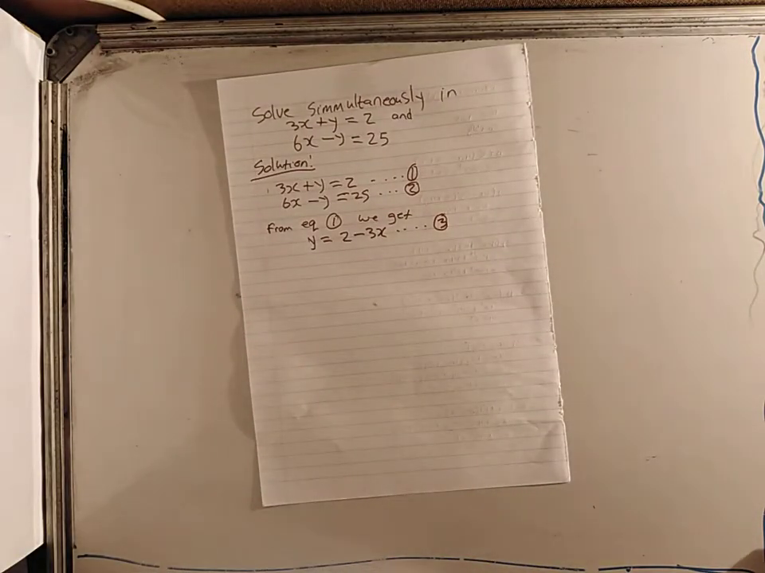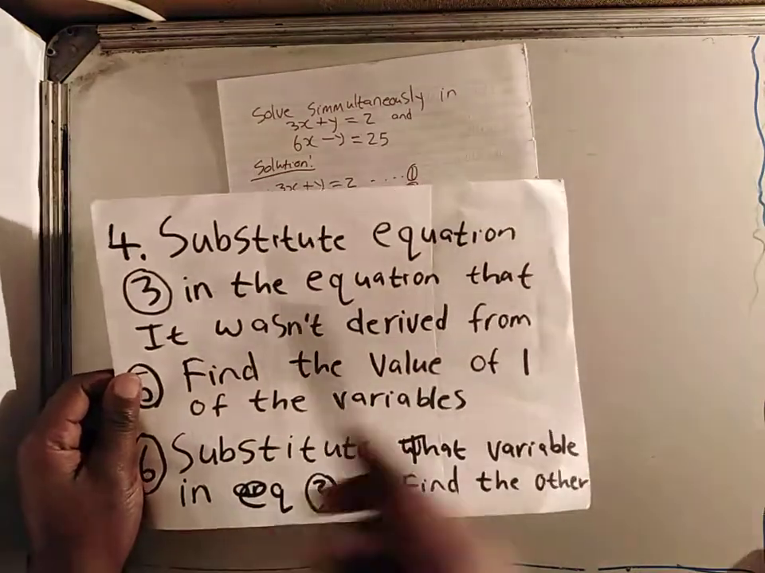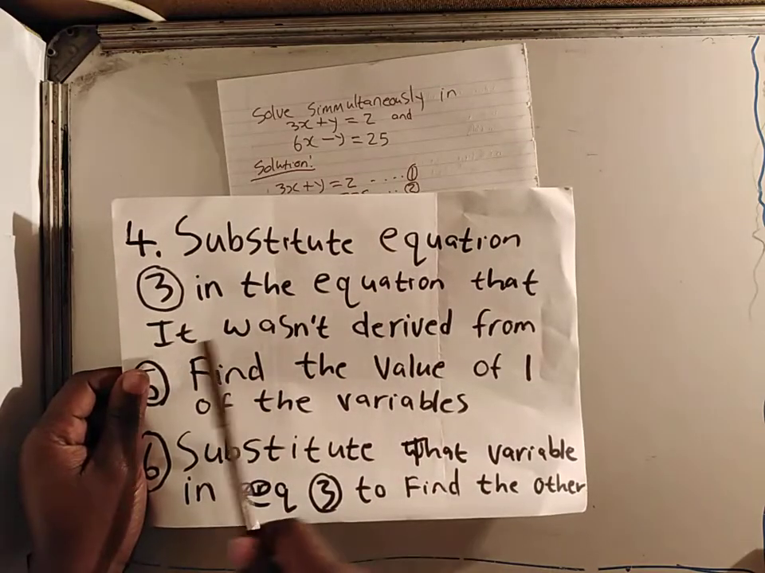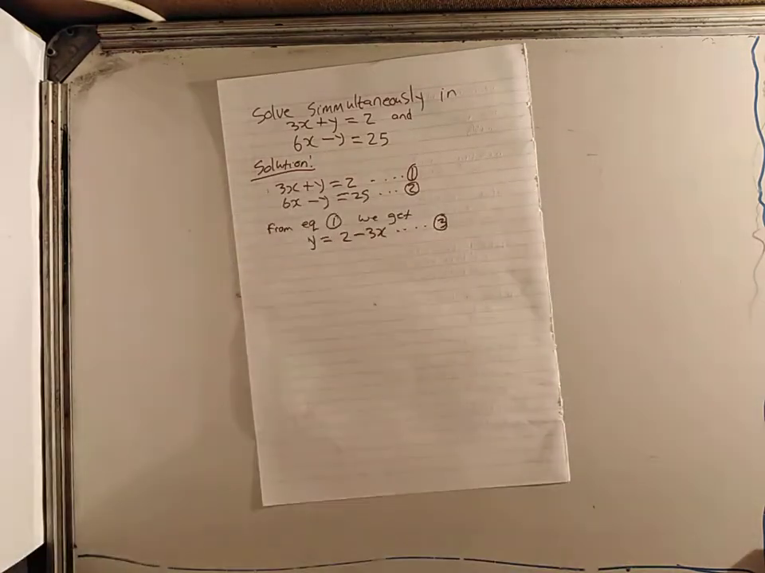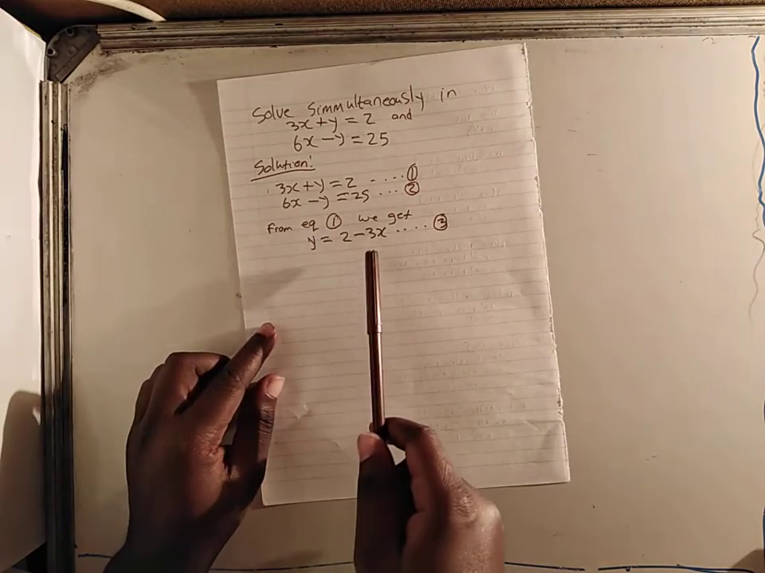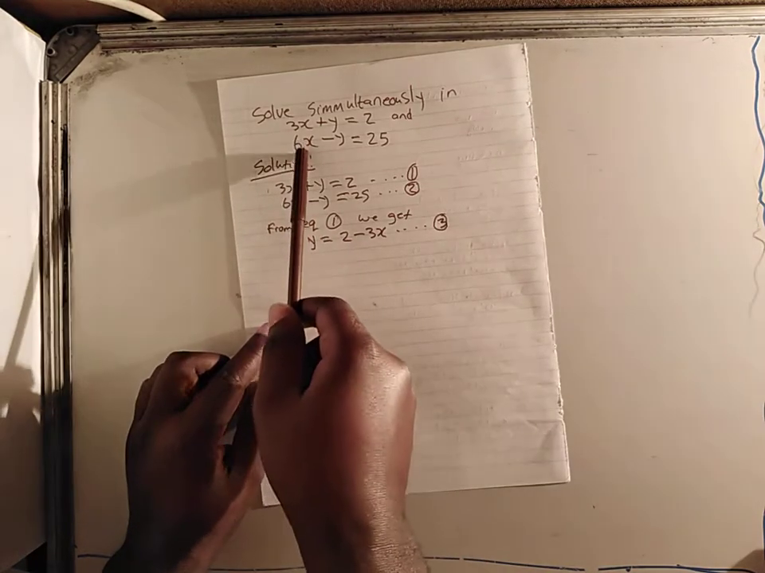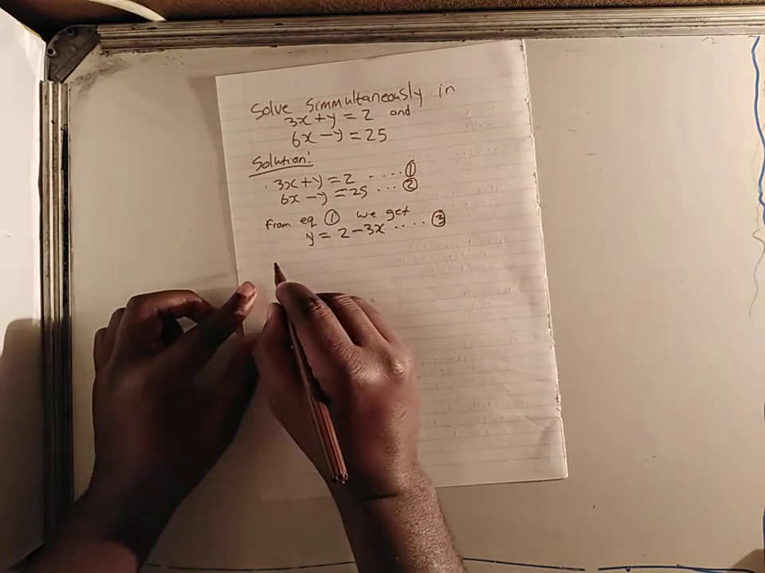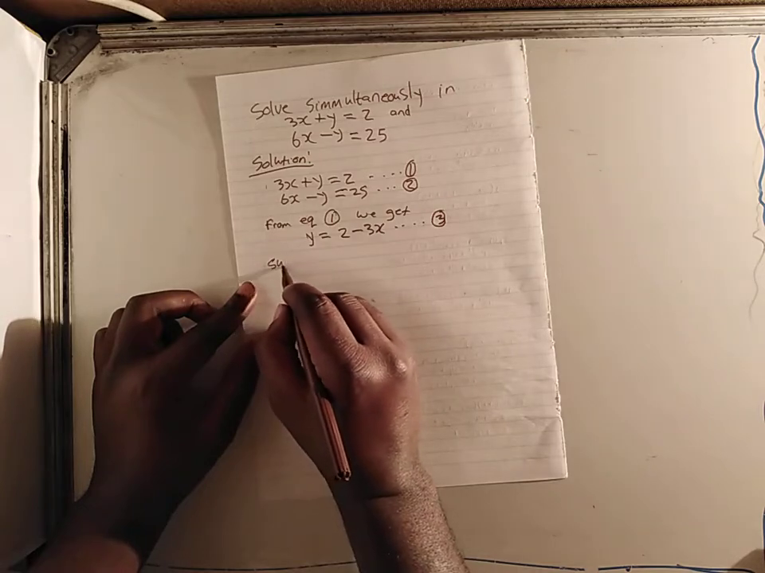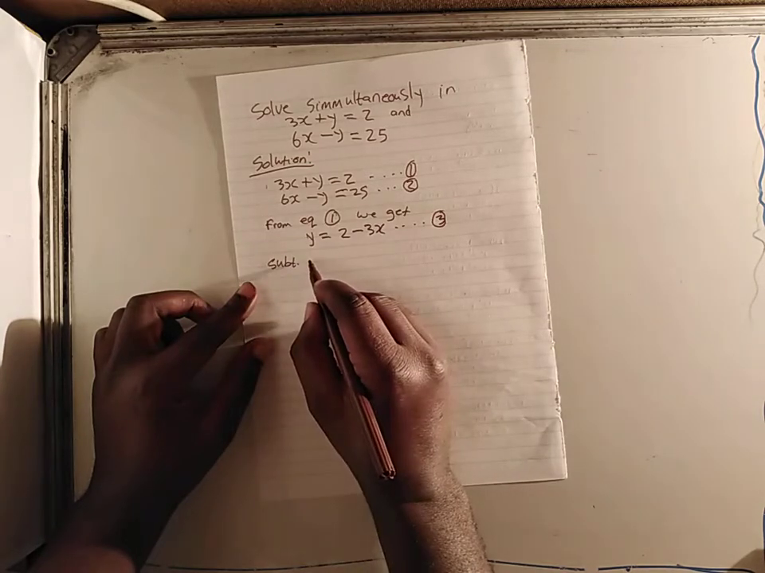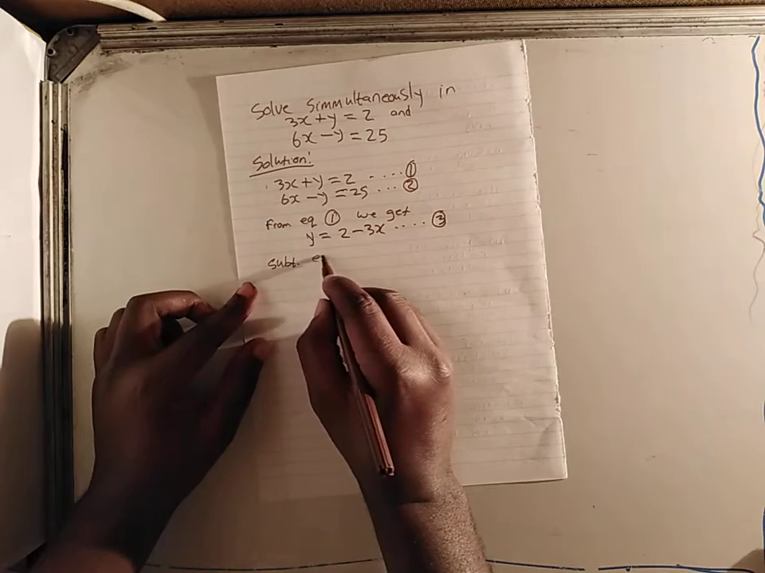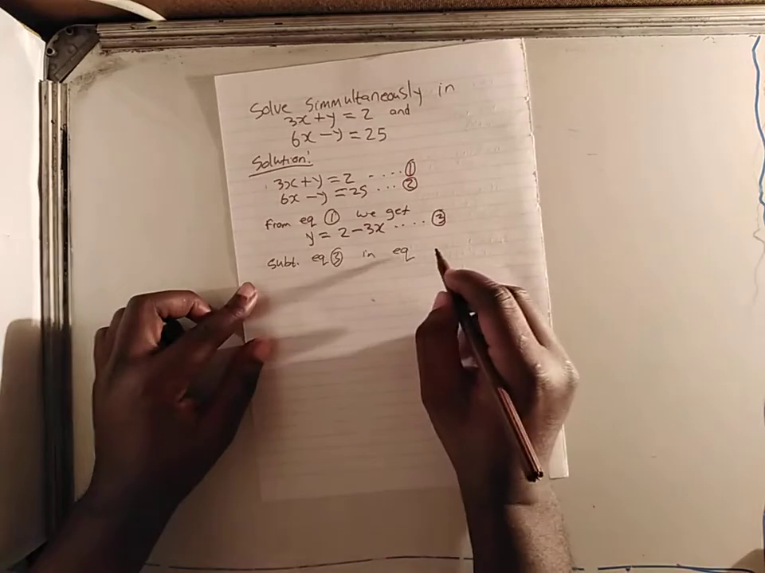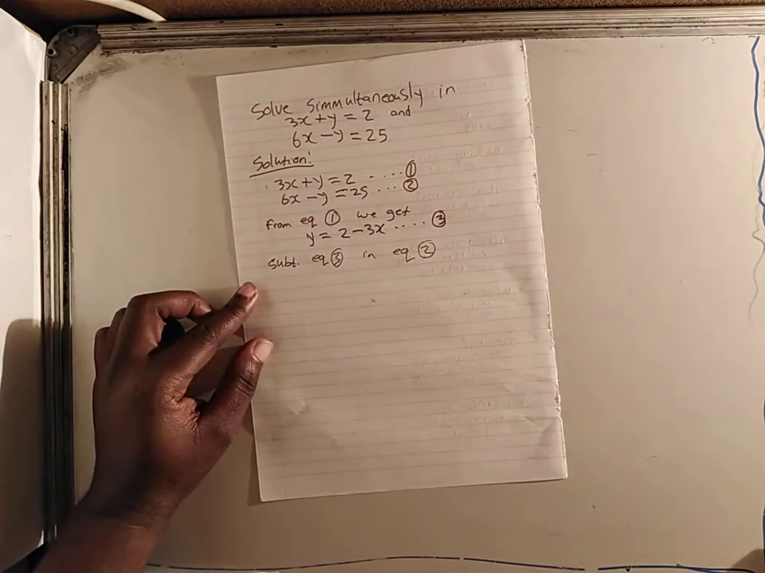Right, 3 steps gone. Okay, next one, step number 4, substitute equation 3 in the equation that it wasn't derived from. Equation 3 was derived from 1, so we need to substitute it where? In equation 2, because it wasn't derived from equation 2. So what am I doing now? I am going to substitute equation 3 in equation 2, not in equation 1, because it's where it comes from.